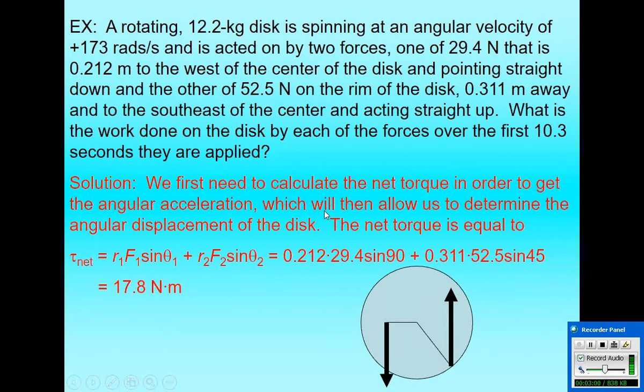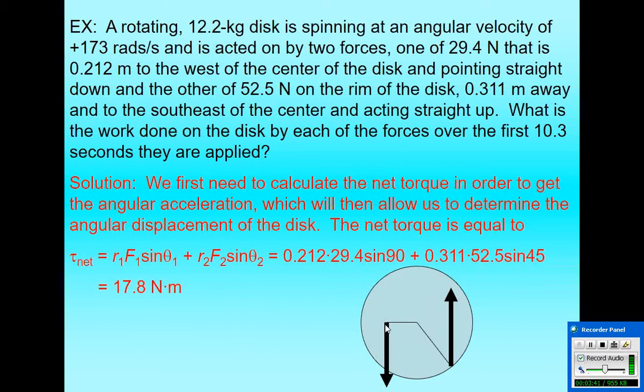The calculation of the net torque, first ask yourself what these torques are trying to do, these individual torques. The disk is spinning counterclockwise. We know this because of the positive angular velocity. The torque on the left, is it trying to increase the rate at which this disk is spinning, or is it trying to slow it down? And if you visualize this, you should see that the force on the left is creating a torque that has a counterclockwise orientation, so it is trying to speed it up.